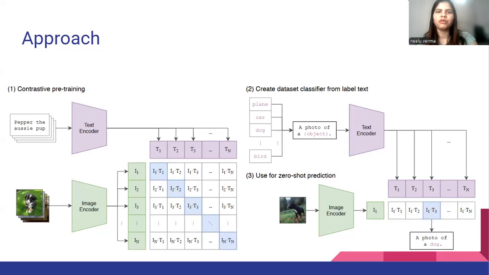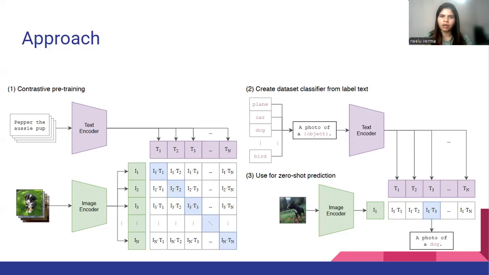So in this approach, you can see CLIP's training and uses can be split into three main steps. First is contrastive pre-training. The model sees many image-text pairs. If an image and a text match, it pulls their embeddings close together. If they don't match, it pushes them apart. This teaches CLIP to link images with their right descriptions.